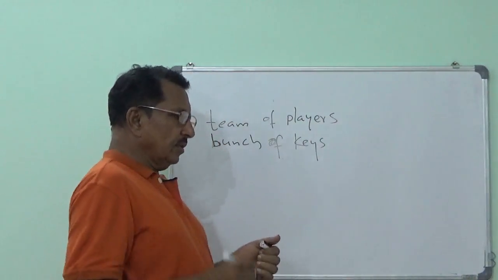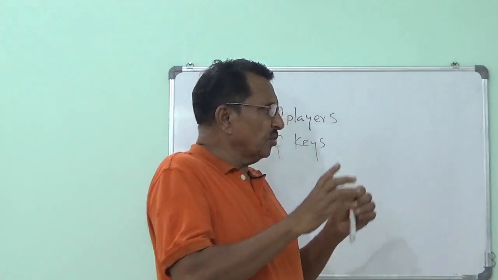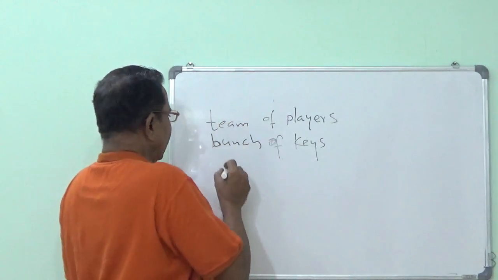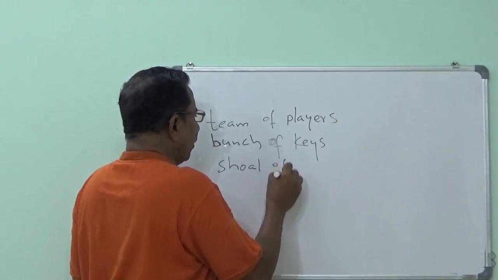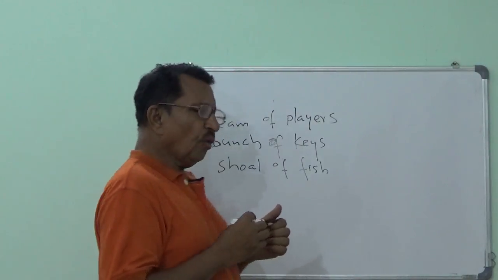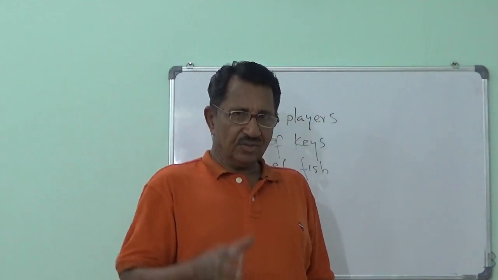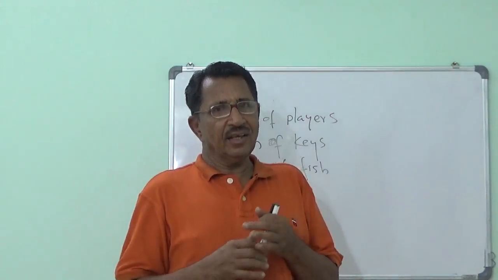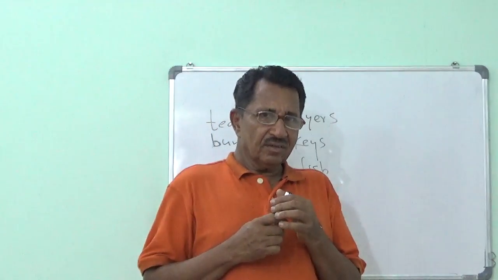Yes. Now another one I told you about fish. Swimming together, they are going together swimming. So you call them, and the name is very interesting. S-H-O-A-L, a shoal of fish. You don't say group of fish. It's understood it's a group, but you call it by a standard name, like a shoal of fish. Understand that?